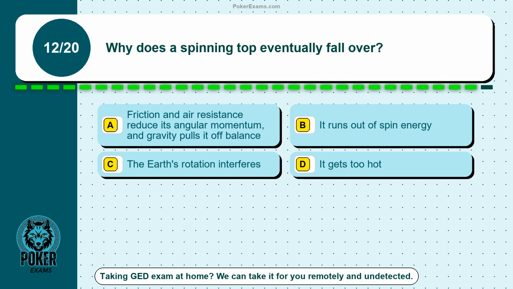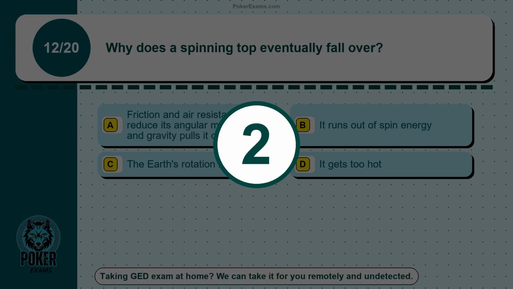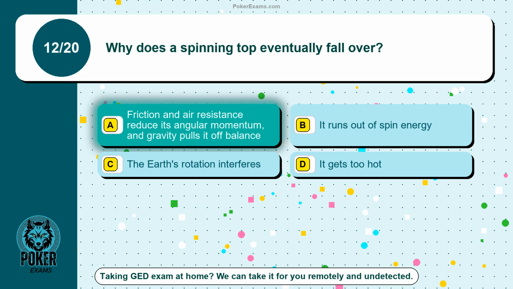Question 12. Why does a spinning top eventually fall over? Option A, friction and air resistance reduce its angular momentum, and gravity pulls it off balance. Option B. It runs out of spin energy. Option C. The Earth's rotation interferes. Option D. It gets too hot. The correct answer is option A.